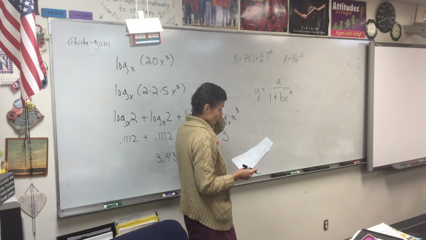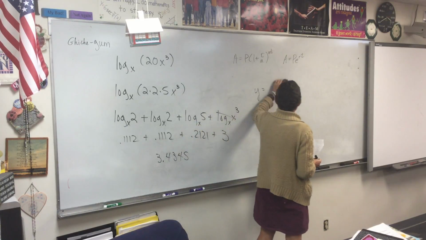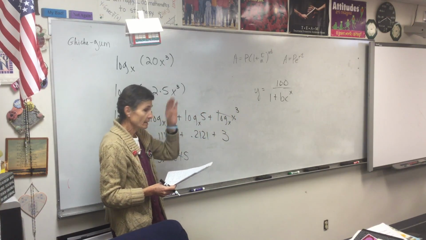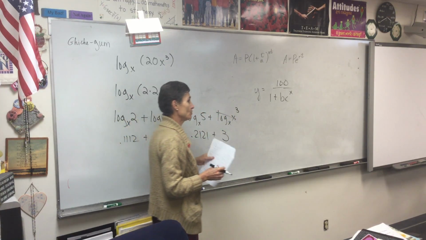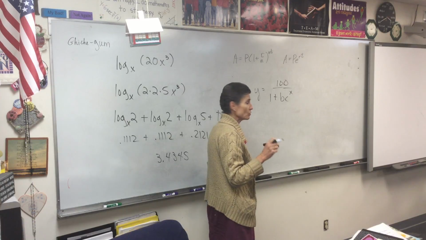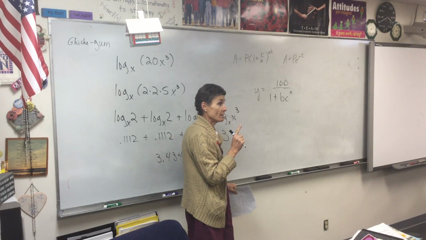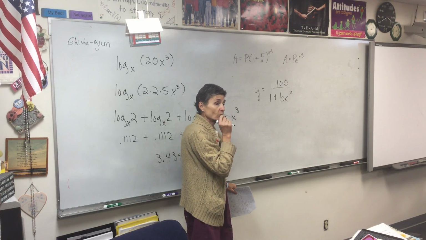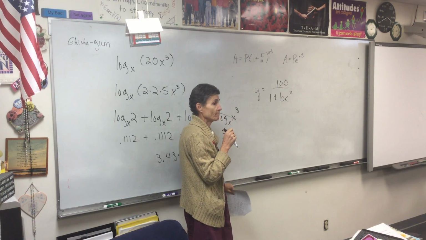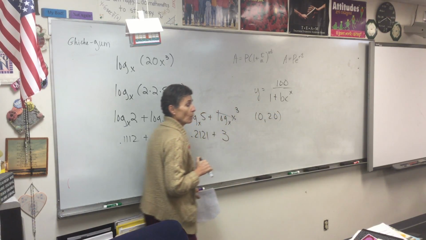So here we go. The limit to growth is 100. Stop right there. What are you going to do with the limit to growth? That goes right here. That's 100. No work, just stick it in. The initial value is 20. The initial value corresponds to a point. The initial value is not a number in the equation. Now it is in an exponential equation, but not in a logistic function. The initial value is a point. What point is represented by an initial value of 20? 0, 20. Your initial value is always your y-intercept.